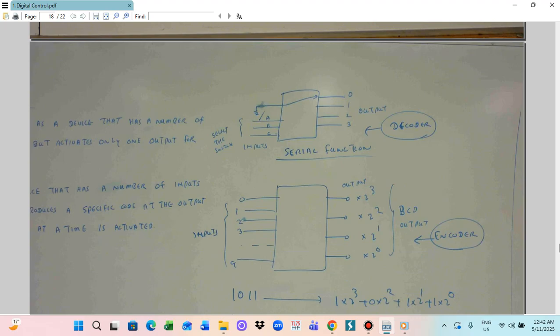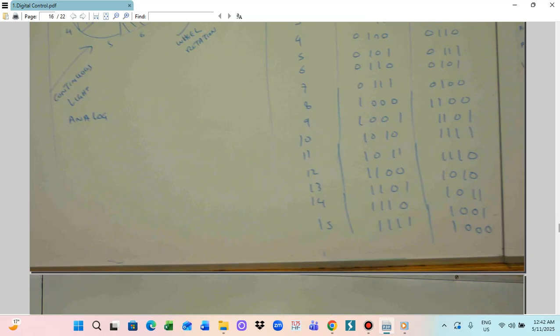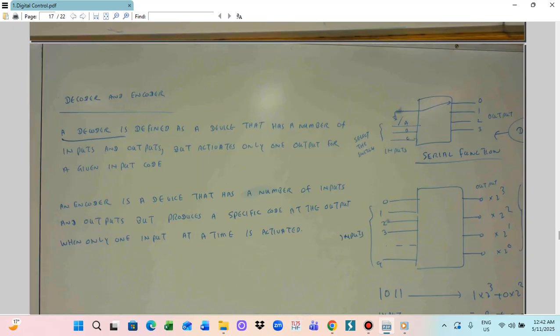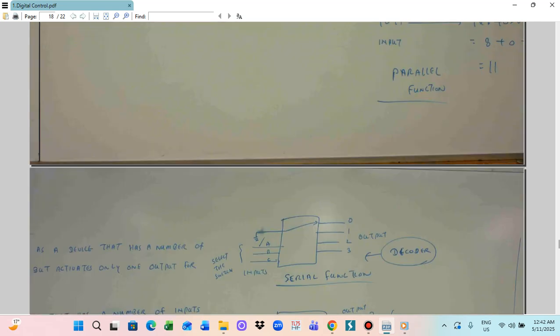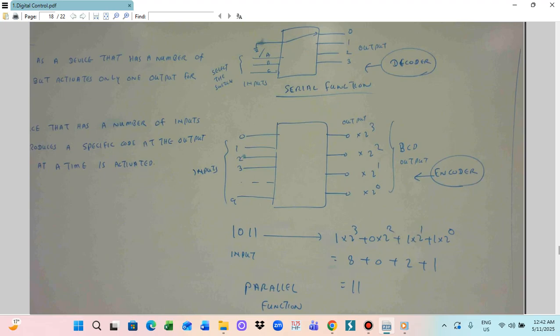And you select this one, for example, this is A, B, C. When you select A, and you allocate the connection to 0, this means input A goes to 0. And then you select A, and this point is connected to 1, so that input A goes to 1. So this is only one; although they are separate inputs, at one time only one input is channeled to the output. So this is for the decoder function. Decoder is defined as a device with a number of inputs and outputs, but at any one time only one output for a given input code.